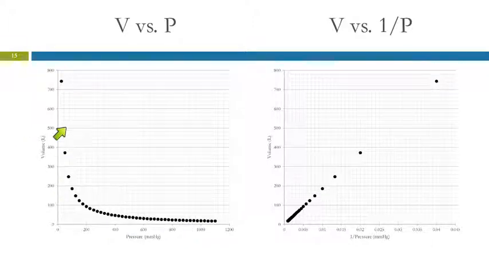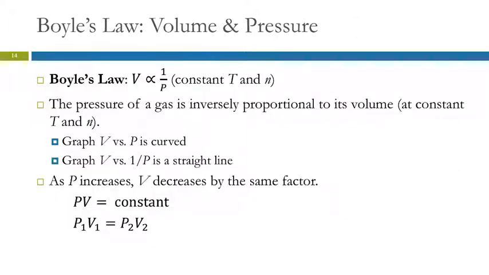So here's volume versus pressure. If instead we graph volume versus 1 divided by the pressure, the inverse of the pressure, then we get this really nice straight line. And this tells us that the volume is proportional to 1 over the pressure. That's a linear relationship. So Boyle's law can be expressed this way. Volume is proportional to 1 over the pressure. This is at constant temperature and constant amount of gas. Because if you're going to look at these two variables, you have to keep the others constant.